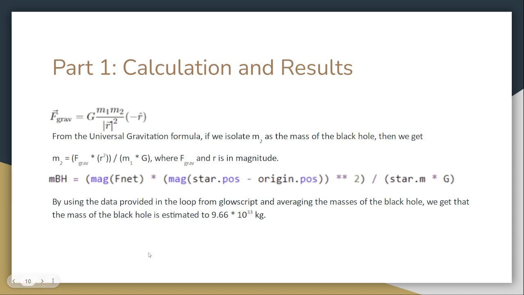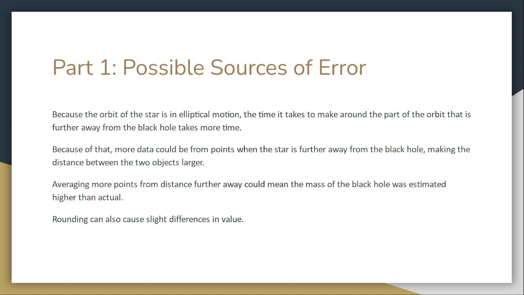For the calculation of the mass of the black hole, from the universal gravitation formula, if we isolate m2 as the mass of the black hole, then we can get the formula as shown. By using the data provided in the loop from GlowScript and averaging the masses of the black hole, we get that the mass of the black hole is estimated to be 9.66 times 10 to the 33 power kilograms.